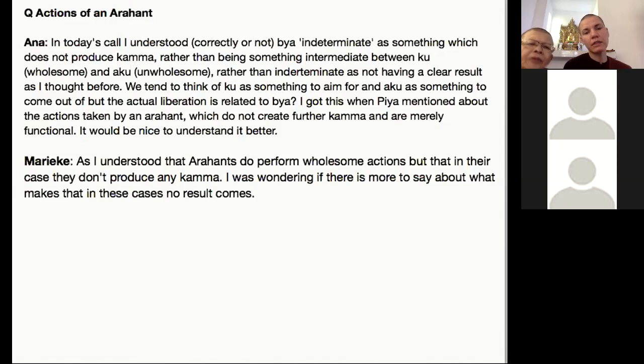All right, so one comment, this is a comment regarding the usage of terms. So when we say wholesome, that means it brings good result. So to say that an arahant performs wholesome action, well, it's not correct. He performs actions like wholesome actions, but not exactly wholesome. We don't call them wholesome, we call them functional, because they don't bring results. Yes, so I think you understood correctly. This is the difference.